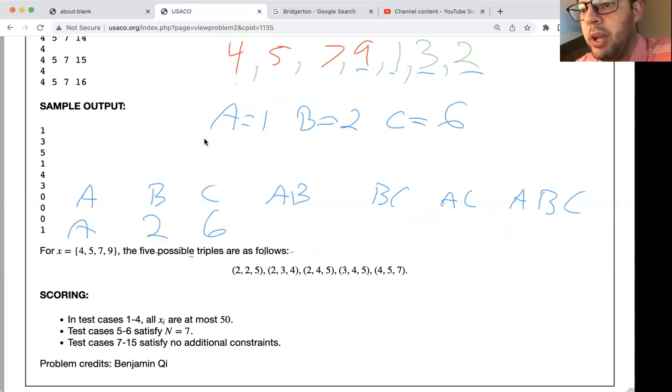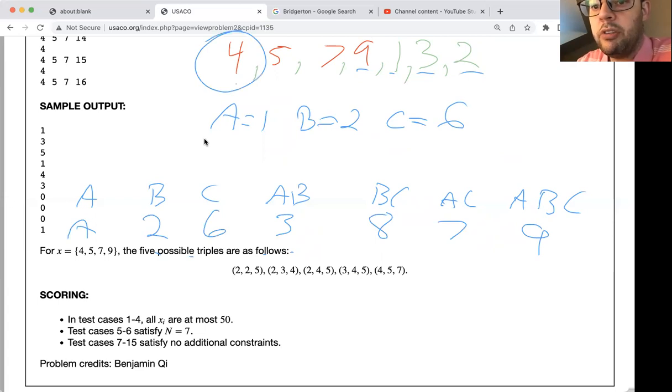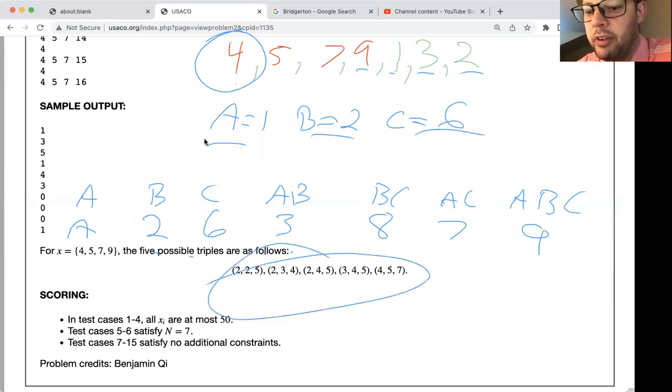A plus B would be 3. B plus C would be 8. A plus C would be 7. And then A plus B plus C would be 9. Okay, so we check all these numbers. Is there 4? Oops, nope, I didn't have a 4, which means that 1, 2, and 6 are not a valid triple. And again, you can see they're not listed here.